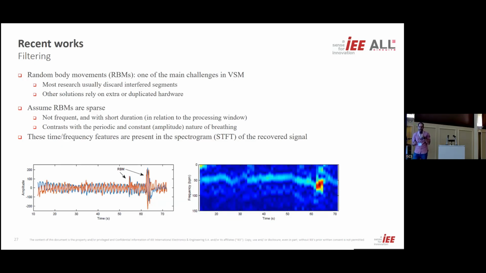And this has specific time frequency features. We can see it in the spectrogram. So this is just one example of a nice breathing signal in which we have two segments of interference from random body movement. And we can see this in the spectrogram.